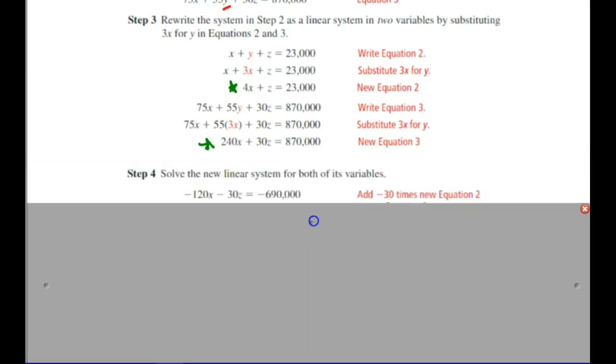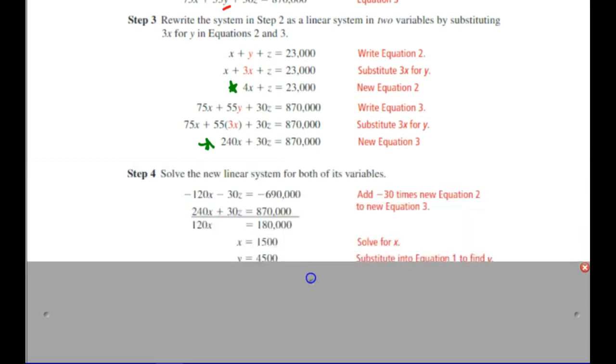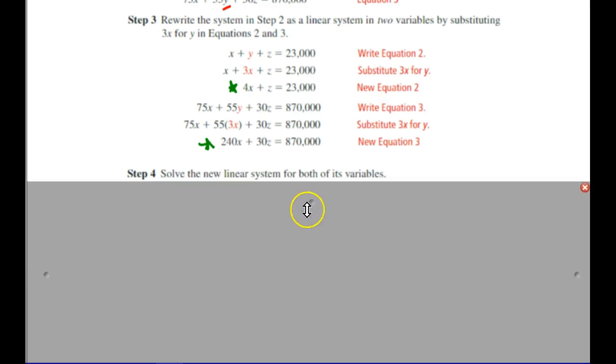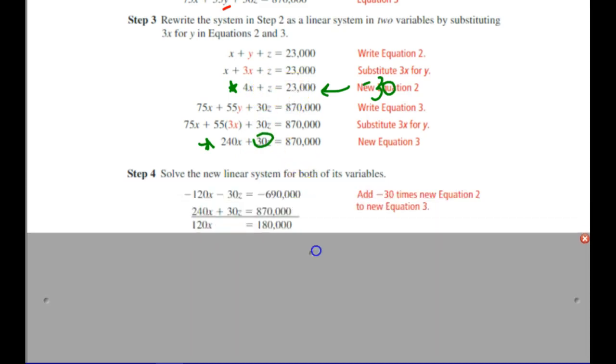So now I just have my system of 2 equations, and I can either use substitution or elimination. Generally, elimination can be a lot cleaner to use, so we're going to do that. I'm going to deal with my z's. I want to get rid of z's first because they're smaller numbers. So to get rid of these z's, I'm going to multiply this entire equation by a negative 30. I pick a negative 30 because this is a positive 30, and to get rid of that positive 30, this z would have to be a negative 30. So I end up with a negative 120x minus 30z equals a negative 690,000.